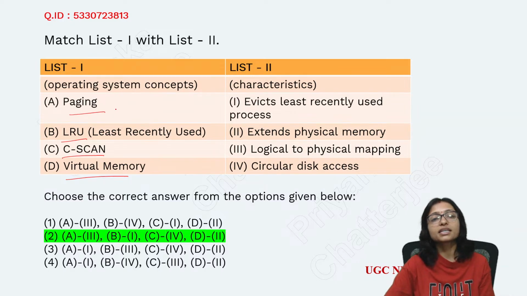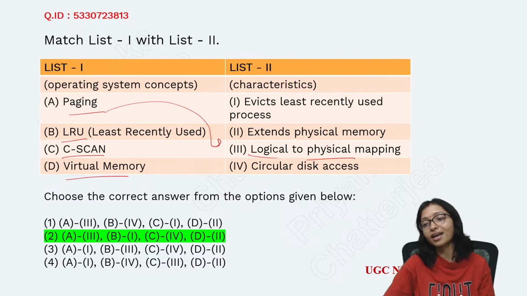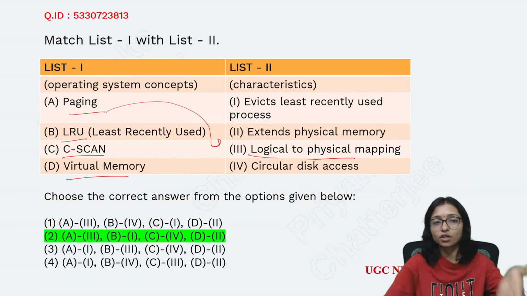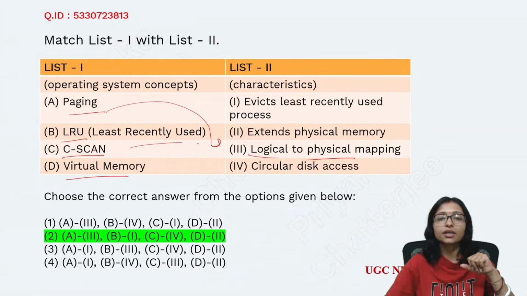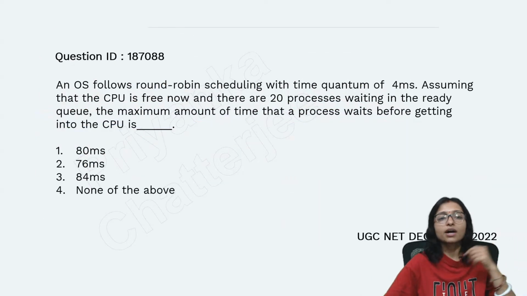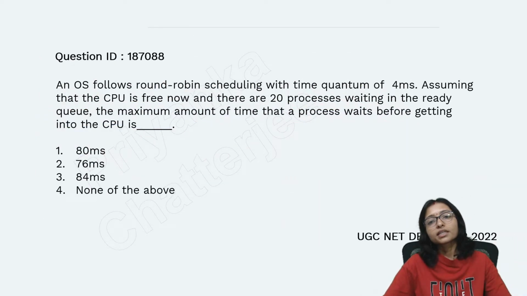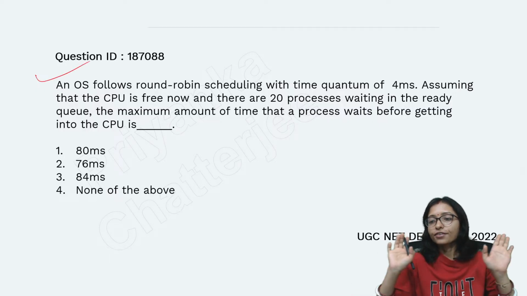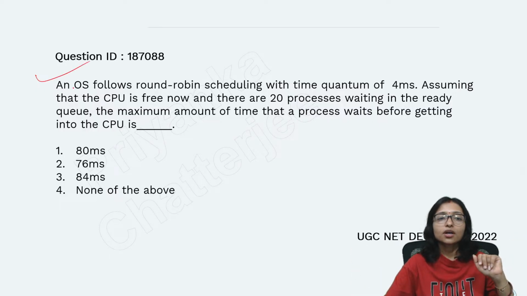Paging is the concept where the conversion between logical and physical addresses goes on. LRU, least recently used, is what? That is least recently used. You can see here, very simple one. Now next one, here you can see this is a very conceptual question.